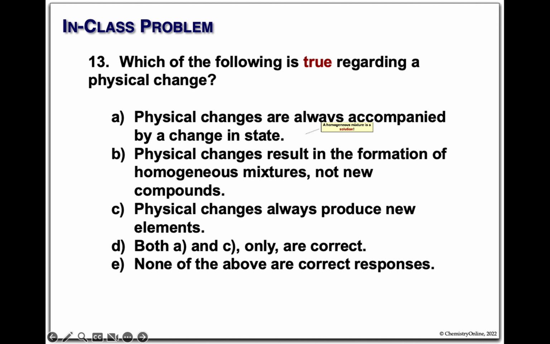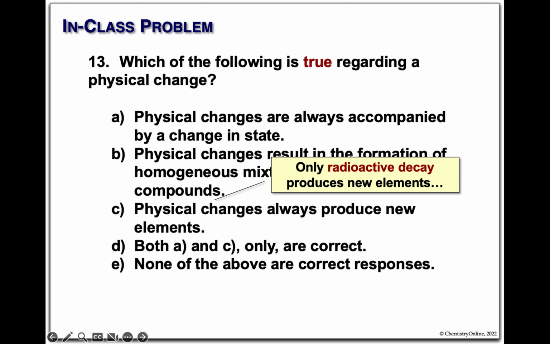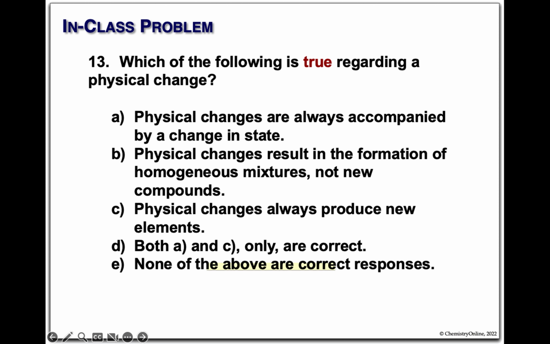Physical changes always produce new elements, so that would be fun. Take lead and pound it into gold. No. Radioactive decay, that's chapter 11, is the only thing that makes new elements. So we've ruled out A, B, C, and D. This is the dreaded none of the above.